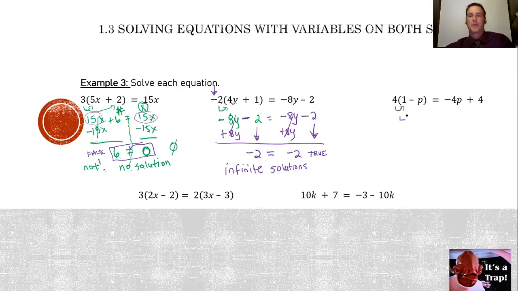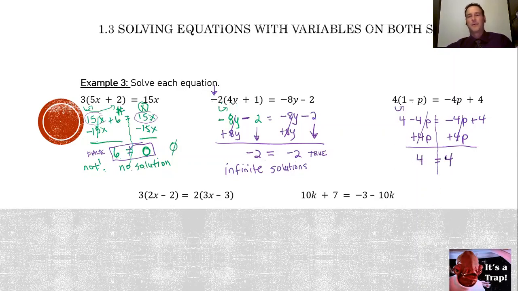4 times 1 is 4. 4 times subtract p is minus 4p. And again, this gives you minus 4p plus 4. Again, same situation here. Let's get rid of the p's by adding a 4p to this side. Those are going to go away. But again, whatever you add to one side, you have to add to another. And those will go away. And so you end up with 4 is equal to 4.